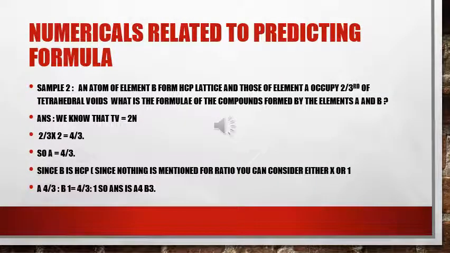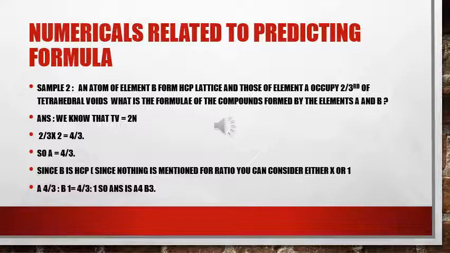Look at this question. In a crystal, B forms an HCP lattice and the element A occupies 2/3 of the tetrahedral voids. What is the formula of the compound formed by the elements A and B? What information are you getting from this? A particular compound has only two elements A and B. A is occupying 2/3 of tetrahedral voids and B forms an HCP lattice. They have not given any detail for B. What is the formula that you are going to predict?